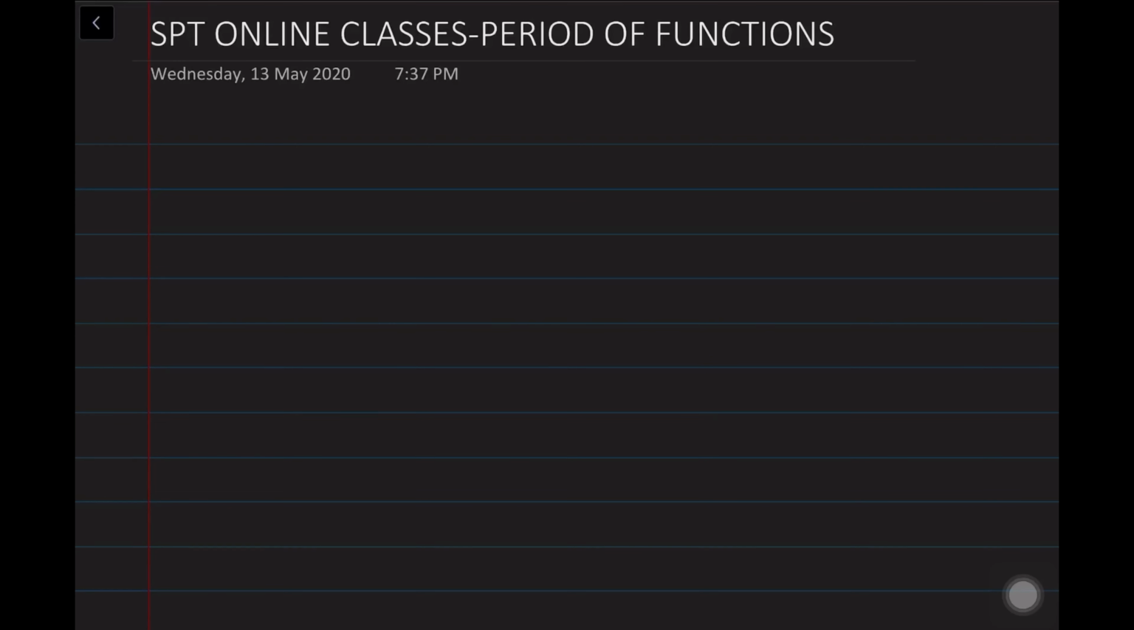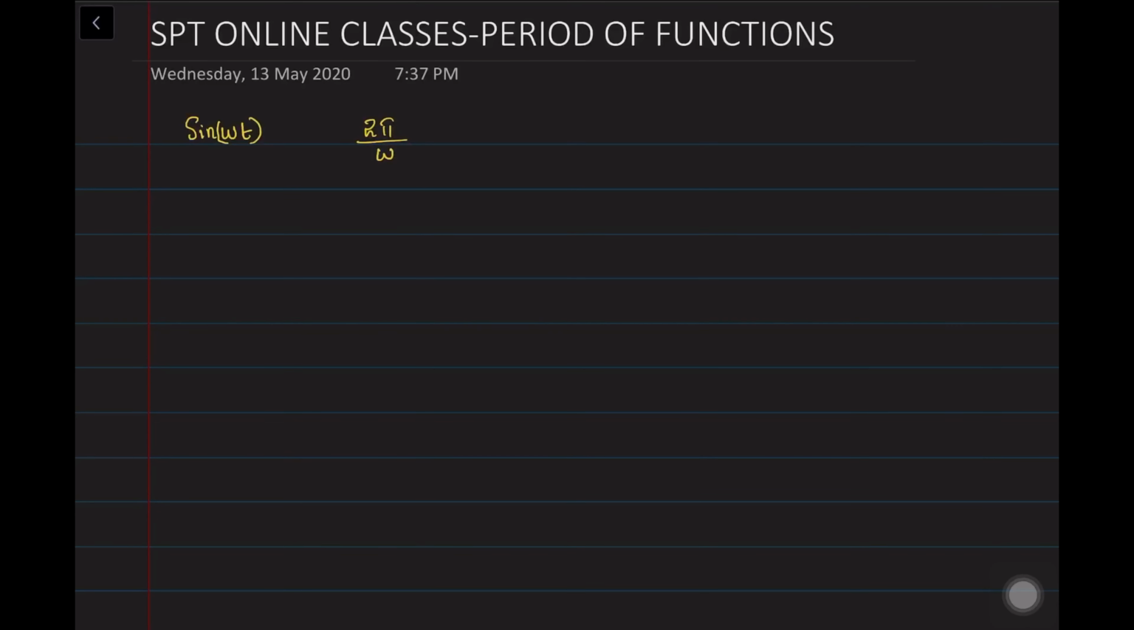I'm going to explain today the period of functions. Sometimes you might have a doubt to calculate the period of a particular function. For example, let me write over here a function which is sine omega t. Now, the question is, what is the period of such a function, sine omega t? We know that the period of function sine omega t is 2 pi by omega.